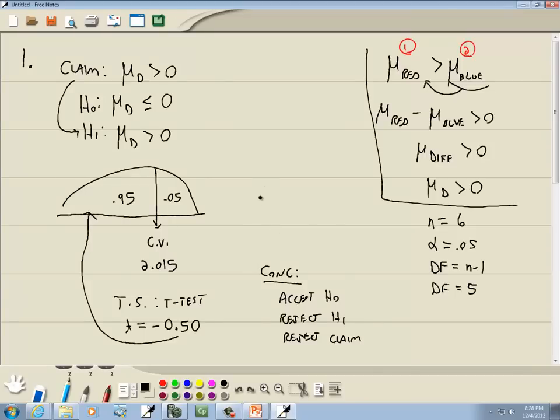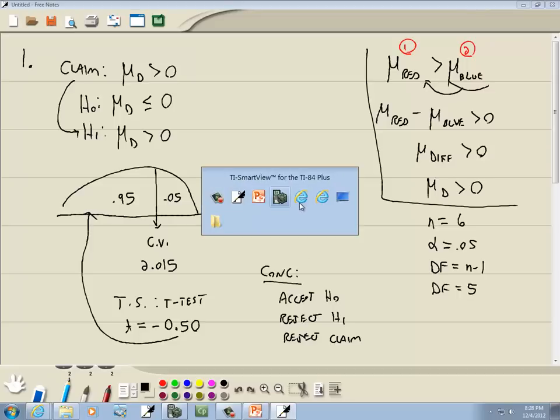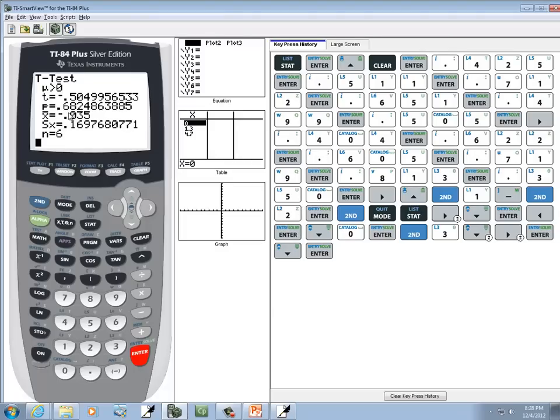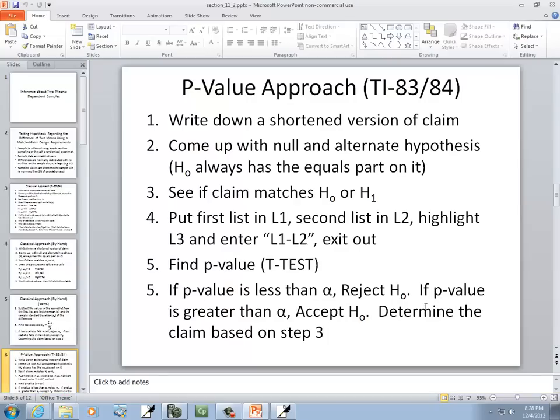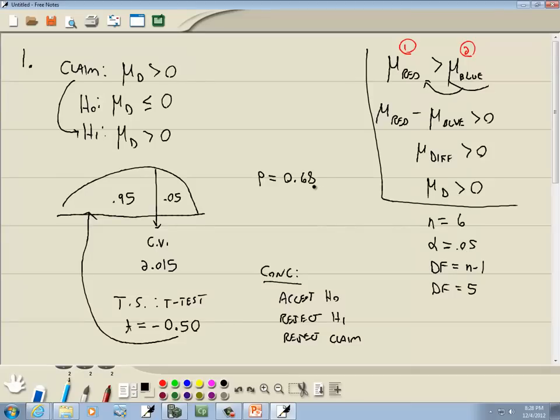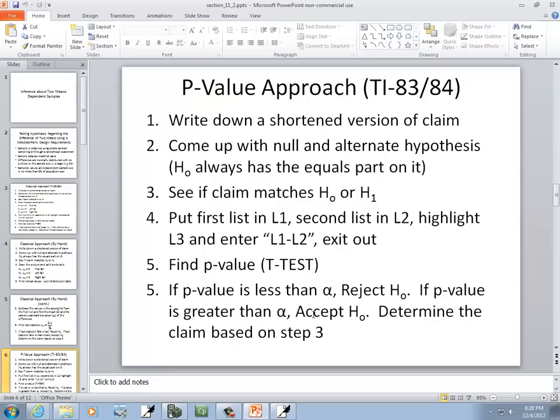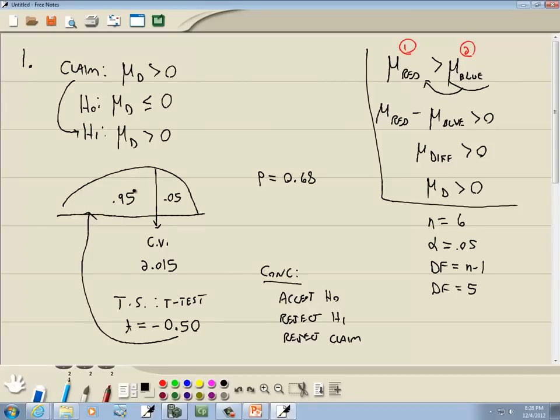Okay, so if I was using the p-value approach here, our p-value will be on screen, 0.68. It's a large p-value. And this says if your p-value is less than alpha, it's not. If p-value is greater than alpha, alpha was 5%, this is 68%, so it's greater than. It says we accept H0. So we accept H0, reject H1, and then reject our claim. So whether you're using the classical approach or the p-value approach with technology, you kind of use the same concepts.